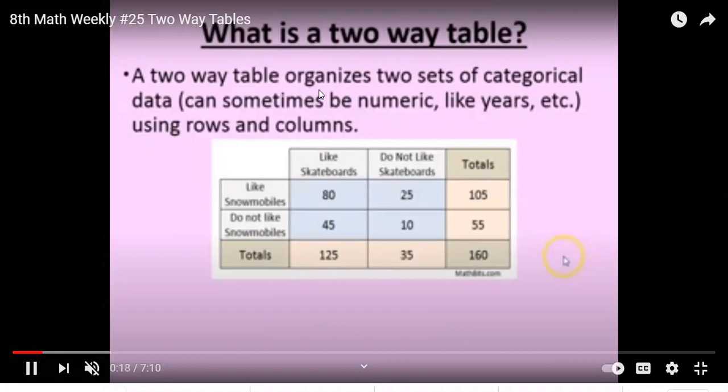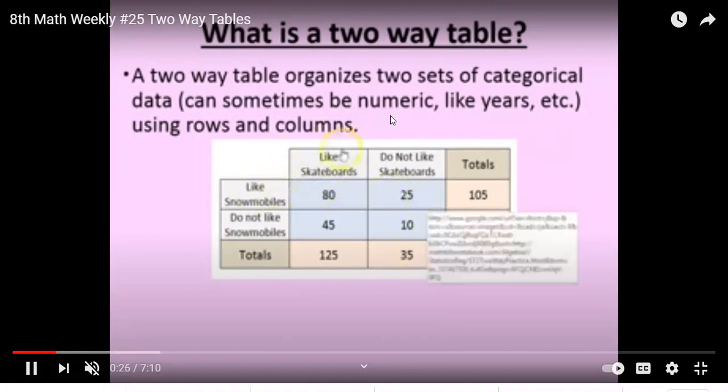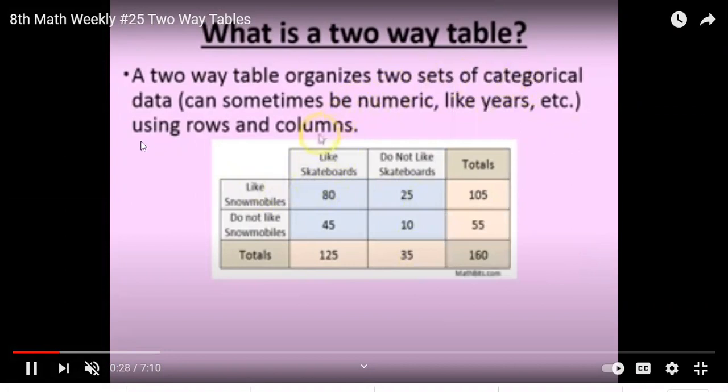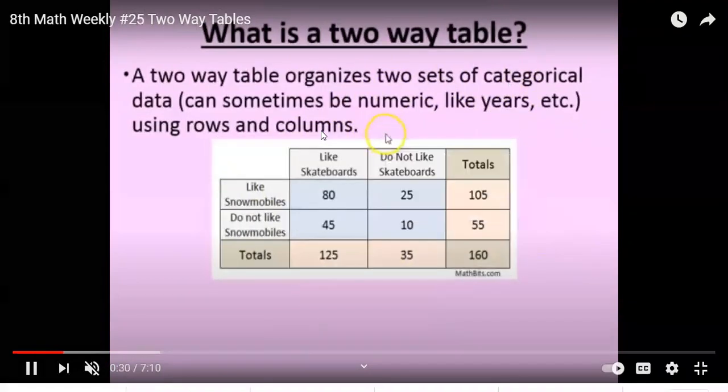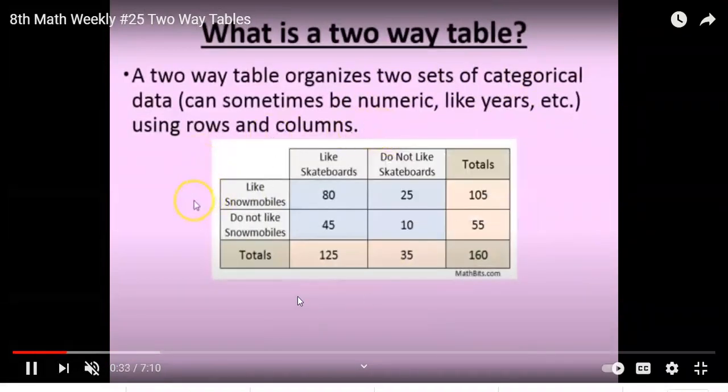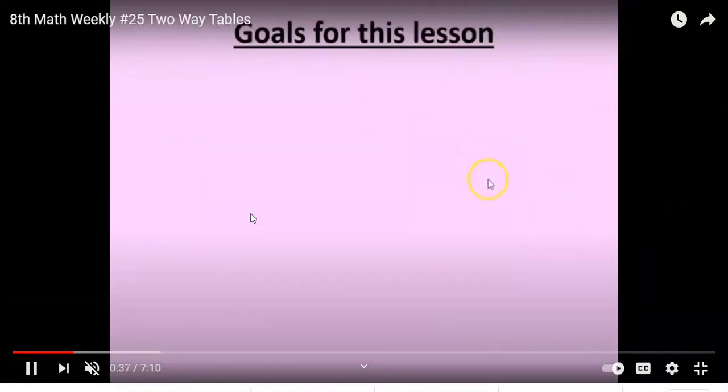A two-way table organizes two sets of categorical data, which can sometimes be numeric, like years, like something we can count, and we use rows and columns. In the question in front of us, we will find a two-way table.